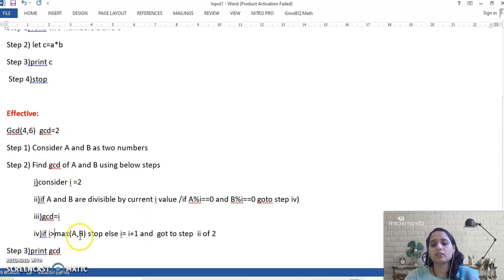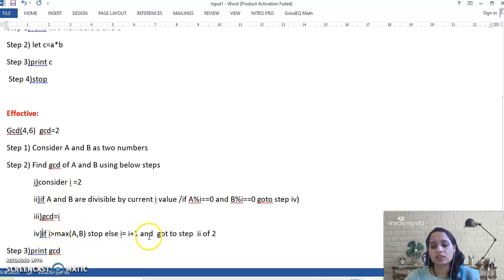Again I will check whether 3 is greater than max of A, B. Max of A, B means 6. No, it is not greater, so again I'll increment I, so the I value will be 4, and again I'll go to step 2, meaning I'll check whether both 4 and 6 are divisible by 4. No, they are not divisible. Again I'll go to the fourth step here. My next value of I will be 5. Again I'll go here. Again A and B are not divisible by 5. Again I'll go to 4 here.